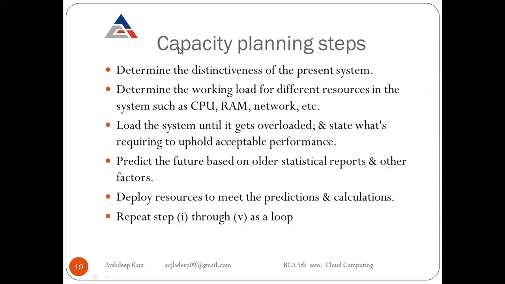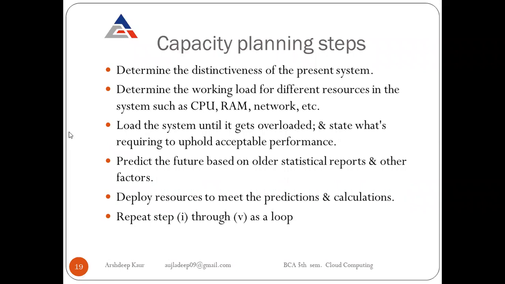Capacity planning steps. Now we are going for capacity planning, and we have to follow some steps. First, determine the distinctiveness of the present system. We have to determine the difference of the present system from the previous system, the difference between the existing system and the proposed system. Why do we need a new system, what problems do we face in the existing system, and what improvements do we have to make in the new system.